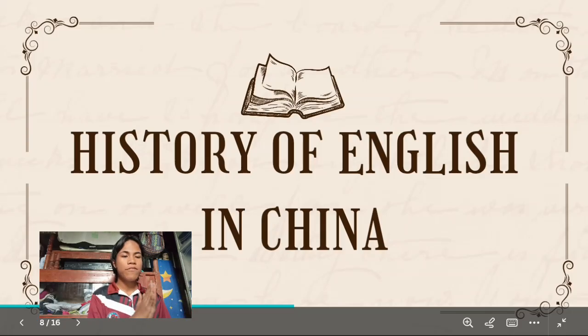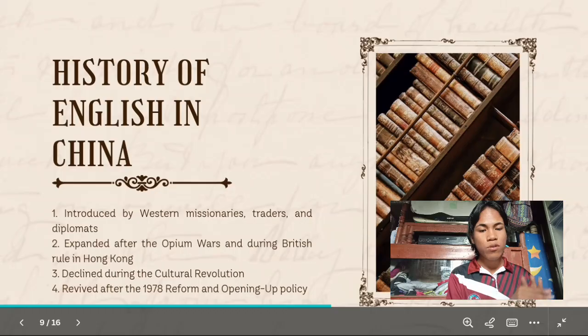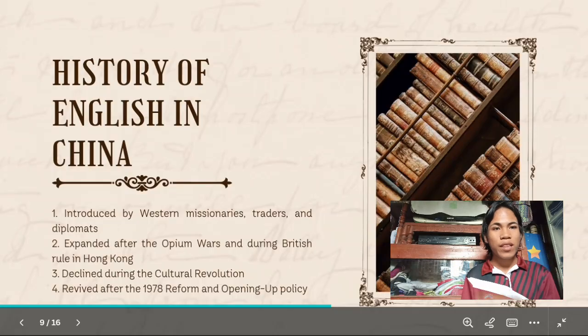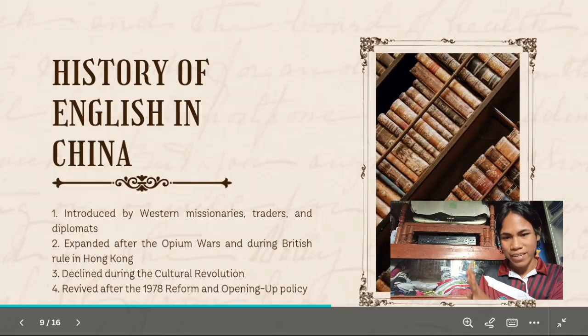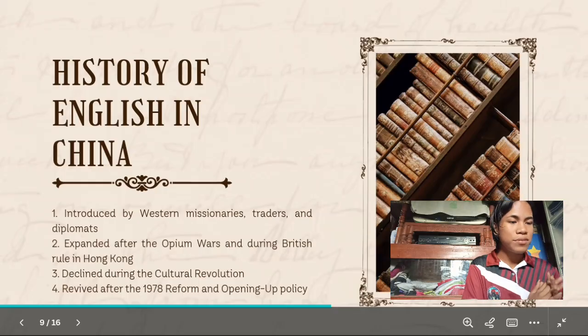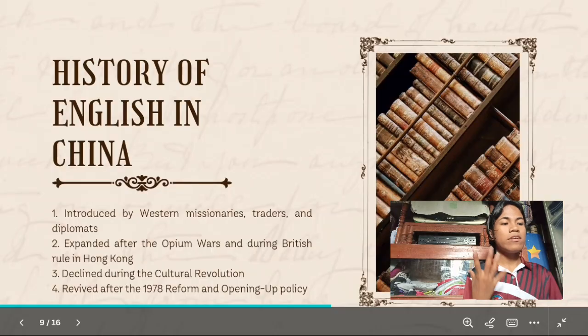Okay, so for the history of English in China, we have these four major things that happened during this section. So our visual aids will be just plastered here. Okay. So first, English is introduced by Western missionaries, traders, and diplomats. So in the early 19th century, English is introduced by these different people. First is the Western missionaries, traders, and the diplomats.